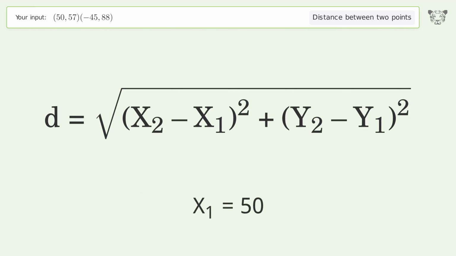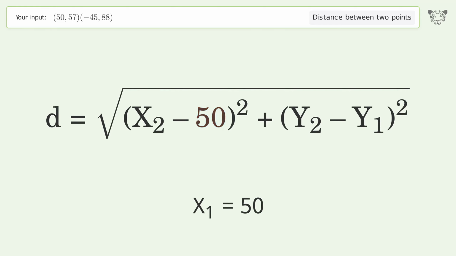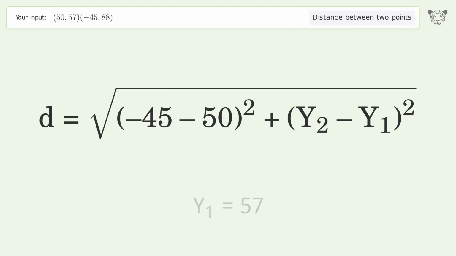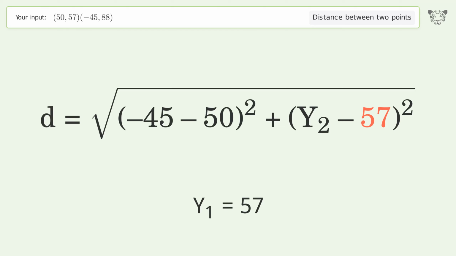x1 equals 50. x2 equals negative 45. y1 equals 57. y2 equals 88.